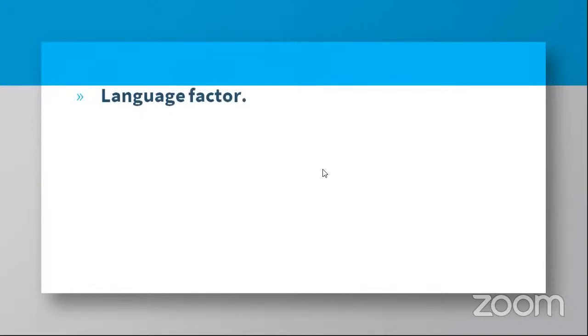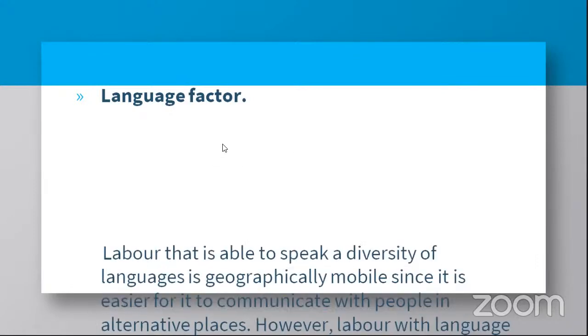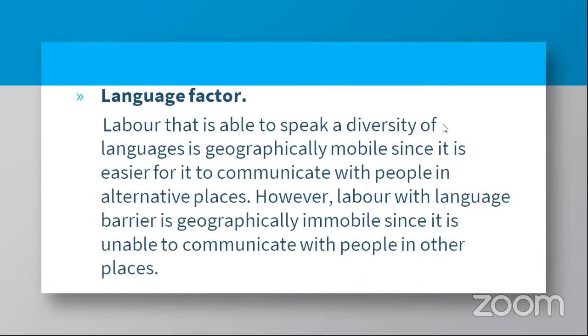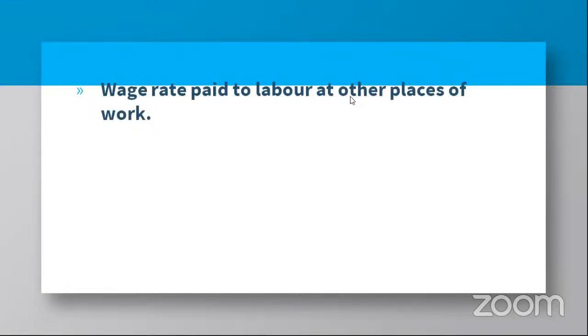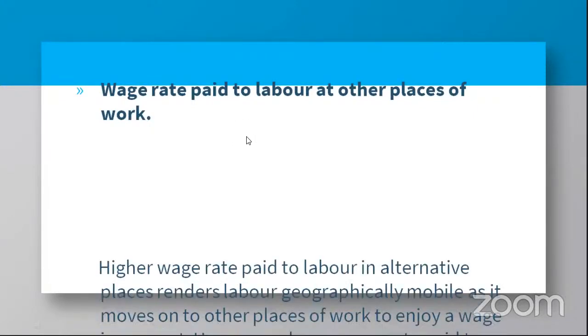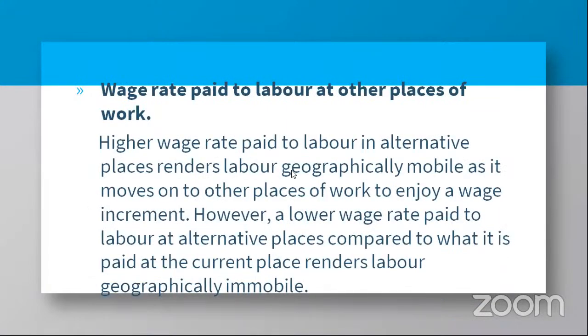Then we've got language factor. If labor can speak different languages, then this labor can easily move from one place to the other. But labor that cannot speak different languages will be geographically immobile. Okay, and it is what is here: labor that is able to speak a diversity of languages is geographically mobile, and vice versa to labor that cannot speak a diversity of languages. Okay, wage rate paid to labor at other places, and here we are saying a high wage rate paid to labor in other places renders labor geographically mobile. A low wage rate renders labor geographically immobile. That is what is here, this explanation. Okay.